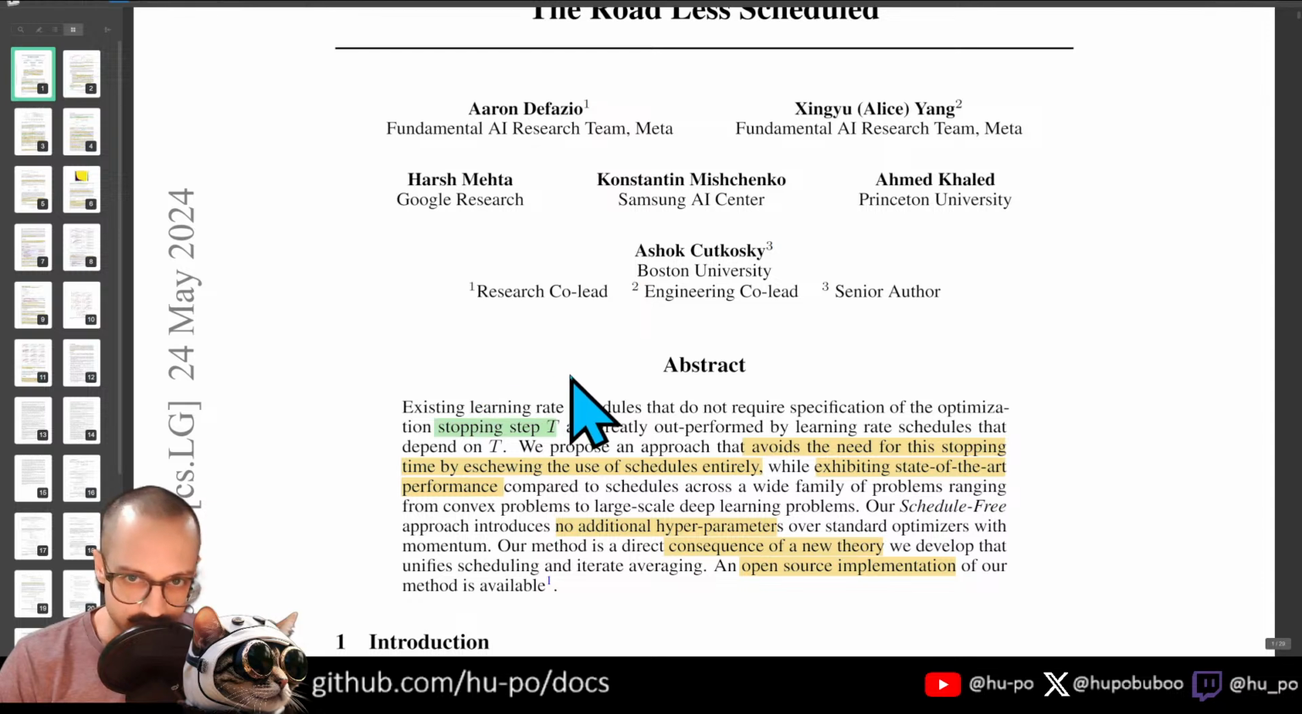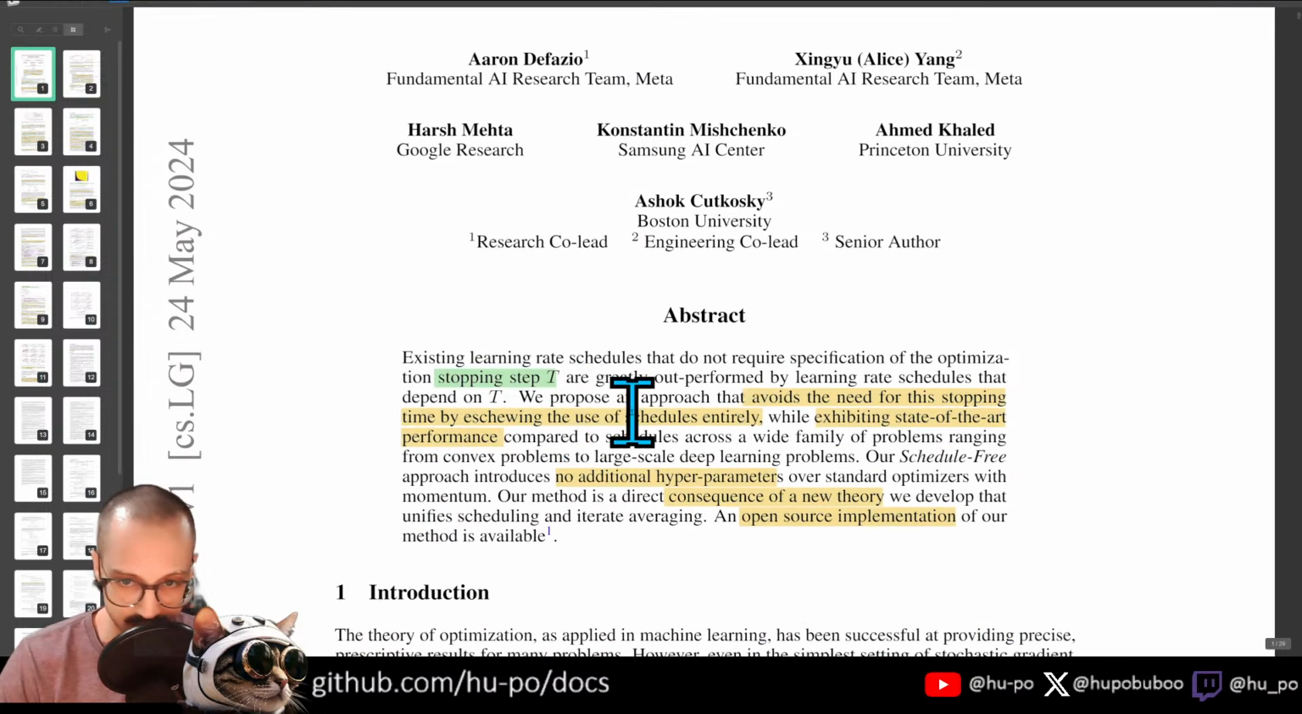All right, so let's start off with the abstract here. Existing learning rate schedules that do not require specification of optimization stopping step T are greatly outperformed by learning rate schedules that depend on T. We propose an approach that avoids the need for this stopping time by eschewing the use of schedules entirely. So eschewing, just a fancy way to say there's no schedules on this.